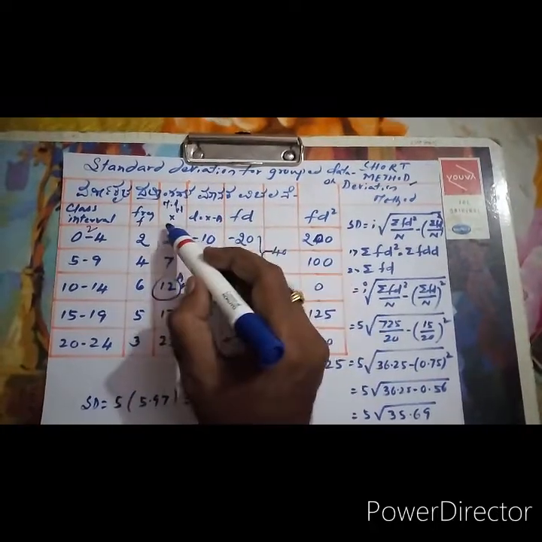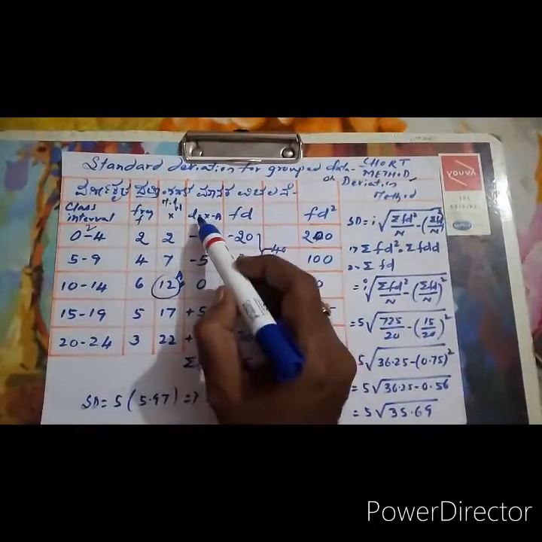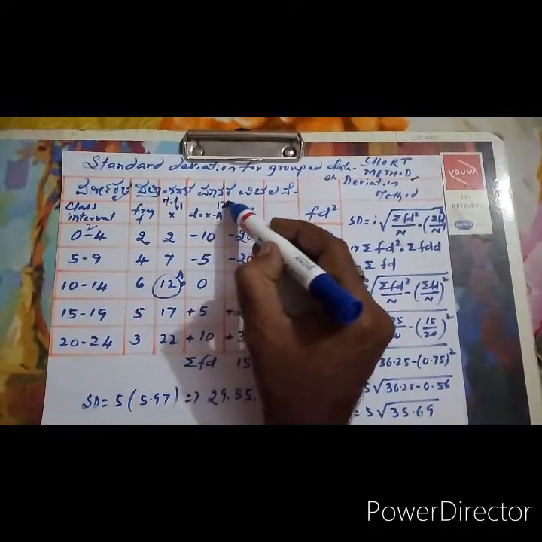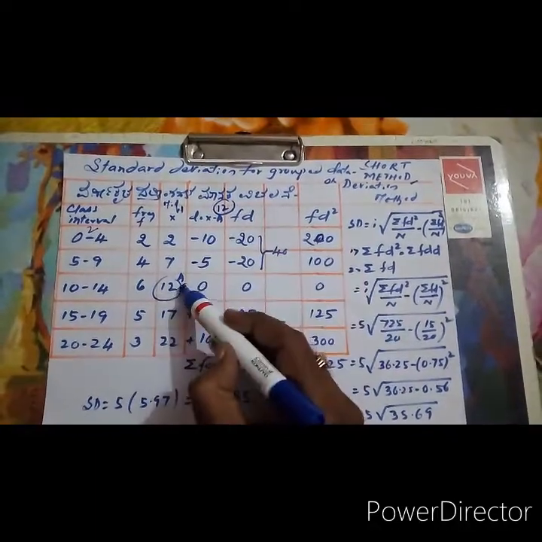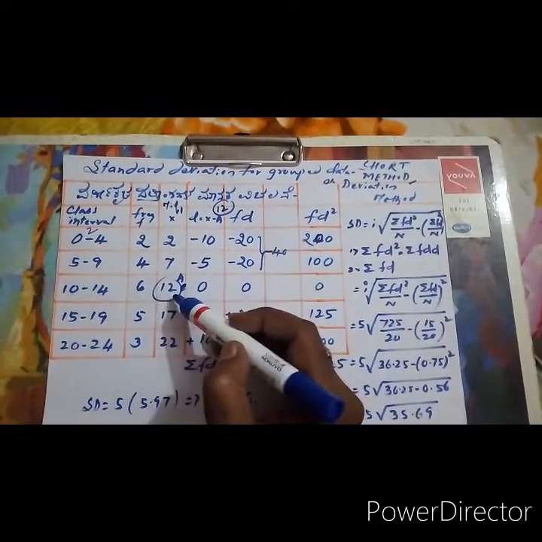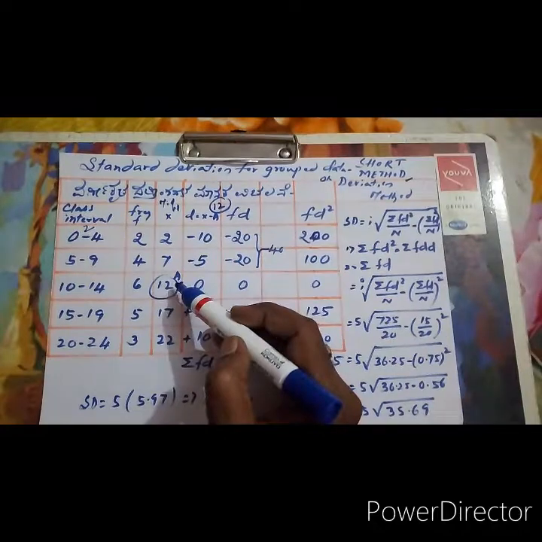D is a deviation of the assumed value from the midpoint. See here, d is equal to x minus a. A is 12 that we have taken here. 12 is exactly the midpoint, the assumed value.